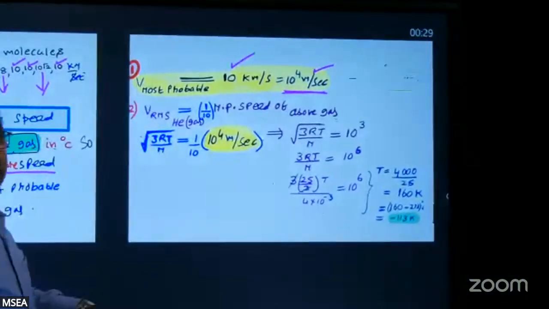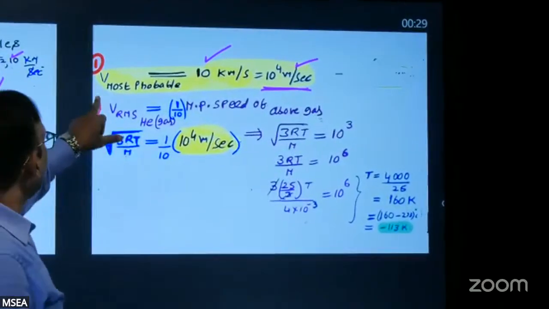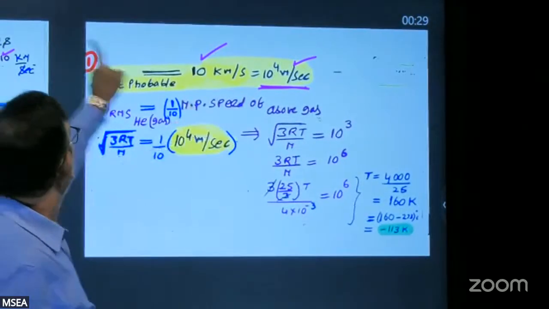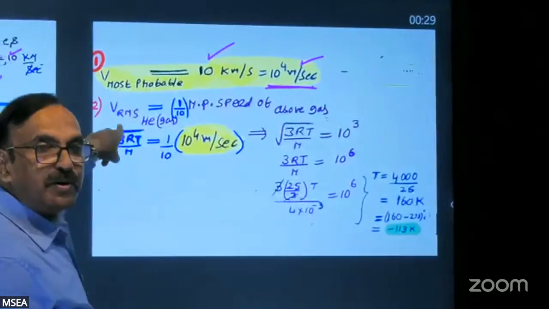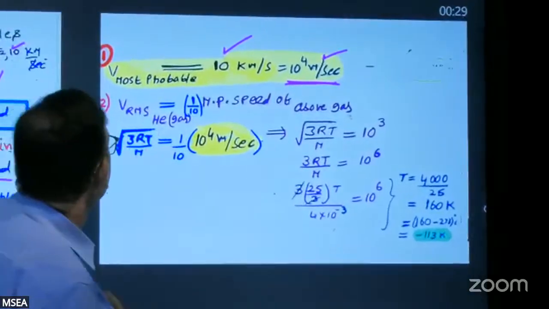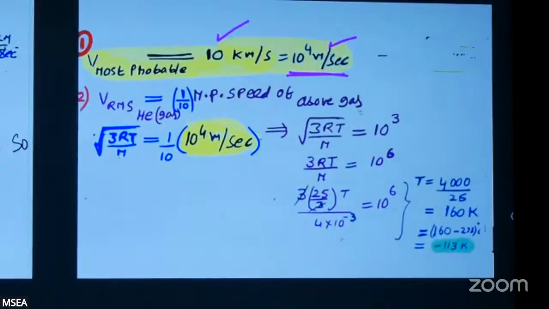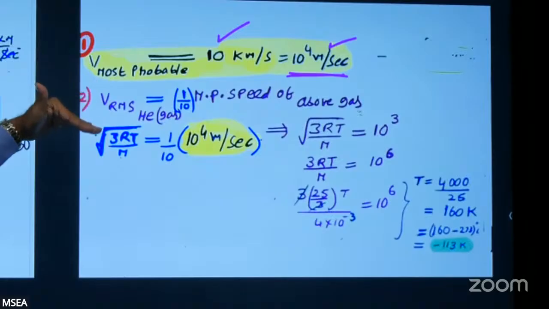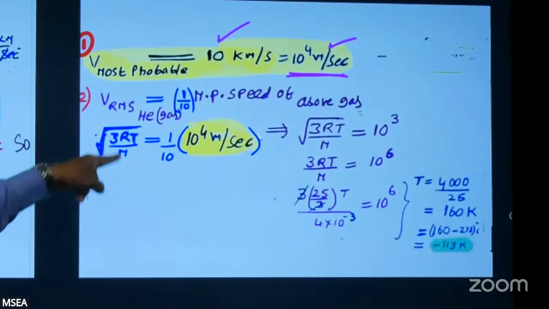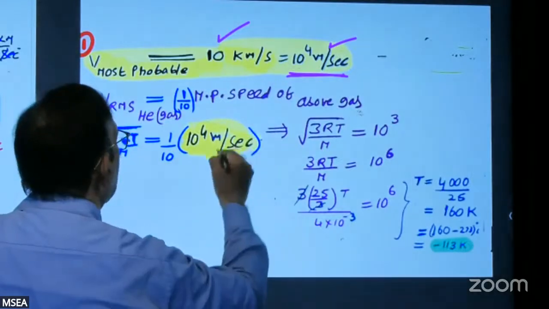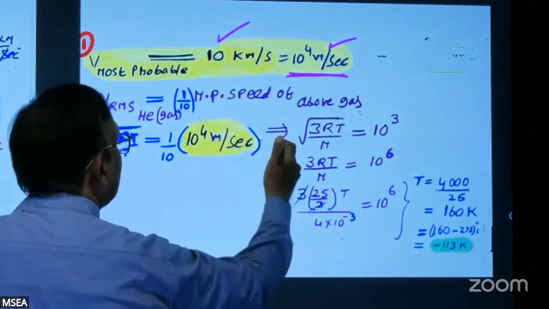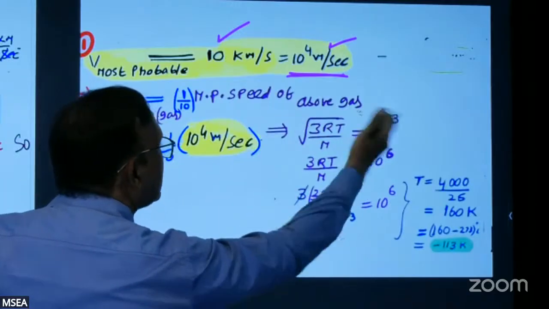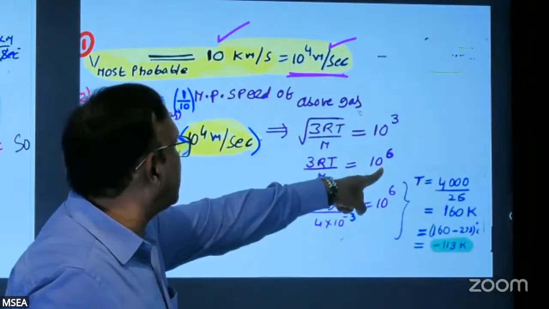What is given in the second part of the question? It is said that the RMS speed of the helium gas is 1 by 10th of the most probable speed of the above gas. With that, we want the temperature of the helium gas, in degrees centigrade. The formula for RMS speed is root 3RT by M. It is 1/10th of the most probable speed, 10 to the power of 4. So root 3RT by M is 10 to the power of 4 by 10, that is 10 cube. Just square on either side: 3RT by M is 10 to the power of 6.